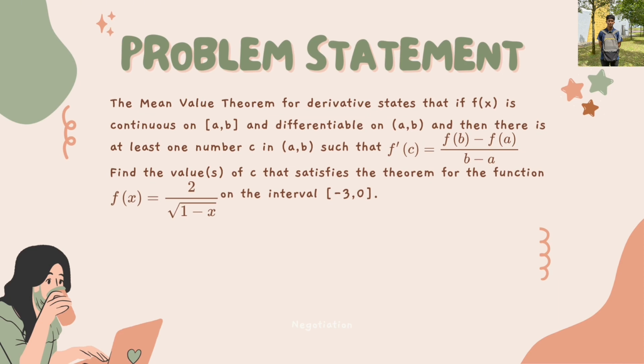Okay, now we can see the question given is the mean value theorem for derivative states that if f(x) is continuous on [a,b] and differentiable on (a,b), then there is at least one number c in (a,b) such that f'(c) equals (f(b) − f(a)) over (b − a). Find the values of c that satisfies the theorem for the function f(x) equals 2 over square root of (1 − x) on the interval [−3, 0].